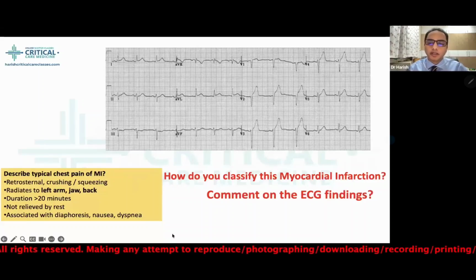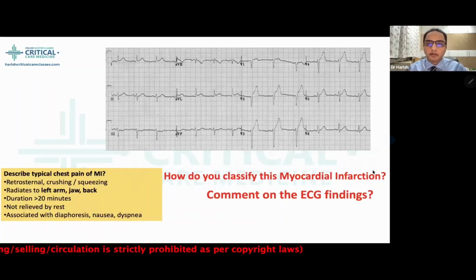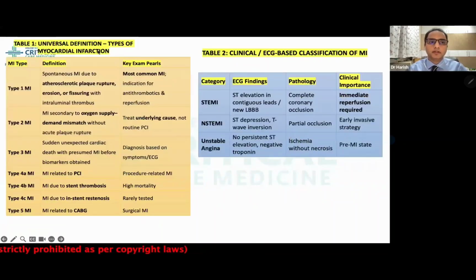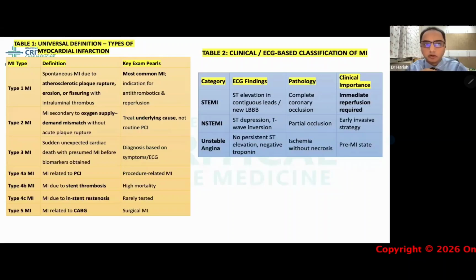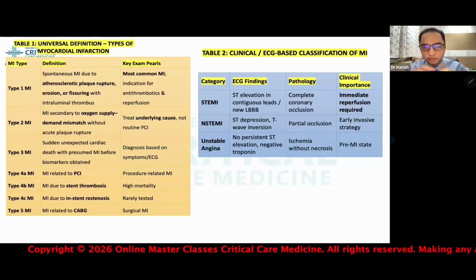How will you classify MI? Will all patients have a typical manifestation, or is there a different way we can classify MI? Also comment on this ECG of the patient. Per the universal definition, there are different types of myocardial infarction. Type 1 MI is a spontaneous MI due to atherosclerotic plaque rupture. There is a pre-existing plaque, and when it gets ruptured, eroded or fissured, it leads to complete occlusion of the coronary artery lumen with intraluminal thrombus formation. This is the most common MI, and it is indicated for antithrombotic and reperfusion strategy.